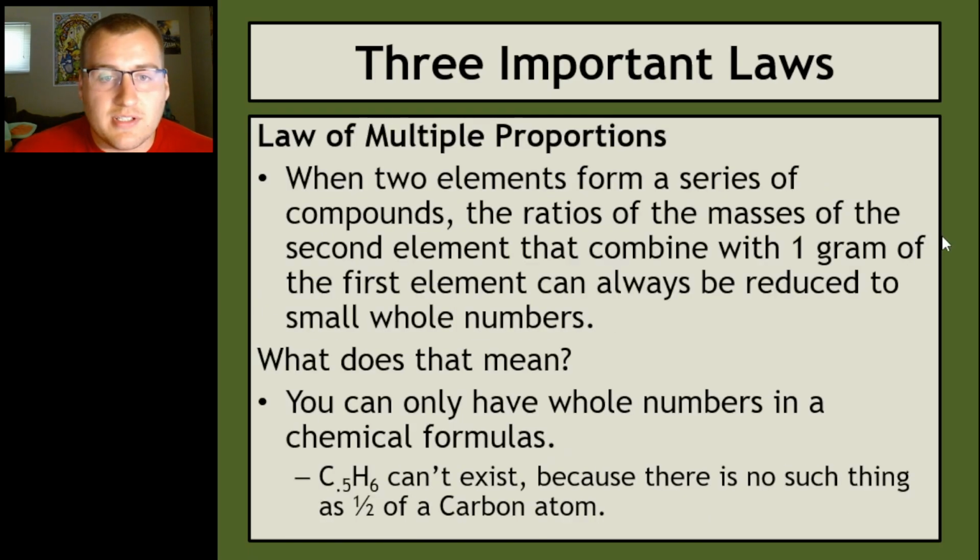Okay, and the next law goes into that as well, the law of multiple proportions. When two elements form a series of compounds, okay, so multiple compounds, the ratios of the masses of the second element that combine with 1 gram of the first element can always be reduced to small whole numbers. And again, that's a super annoying mess to read through. But that just means you can only have whole numbers in chemical formulas. Okay, this says C.5H6 cannot exist. This makes sense, right? We know you can't have half of an atom, but these are just the laws that kind of support our ideas. Okay.